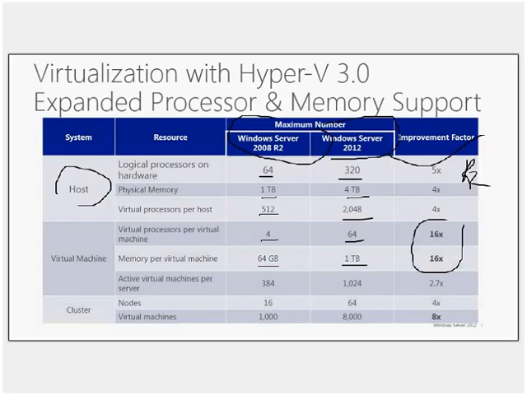And then also active virtual machines per server on bare metal at 1024, 64 nodes in a cluster, and 8,000 virtual machines running in a cluster. So that's pretty impressive.